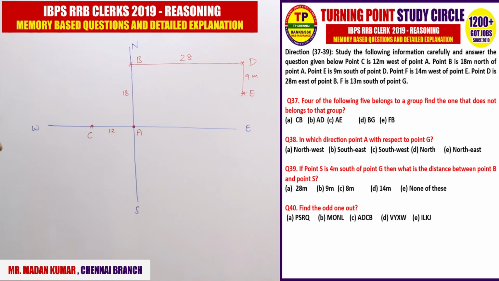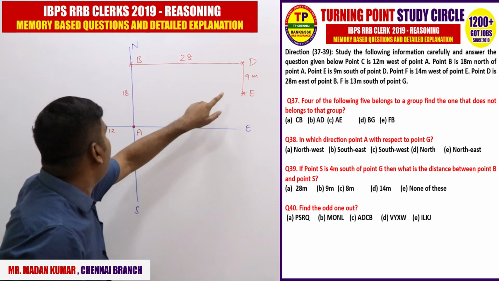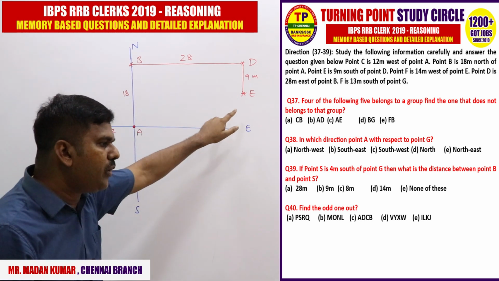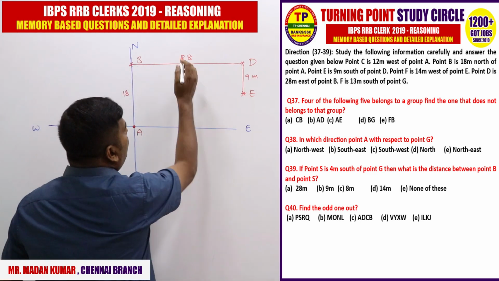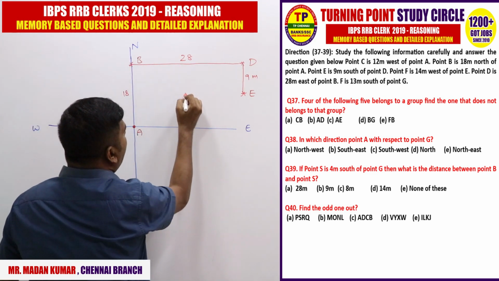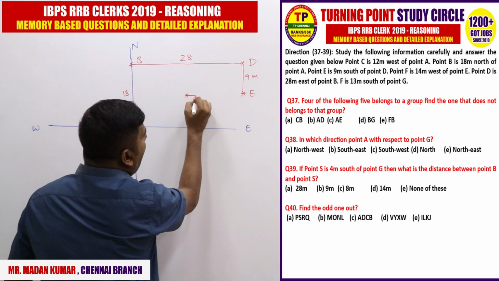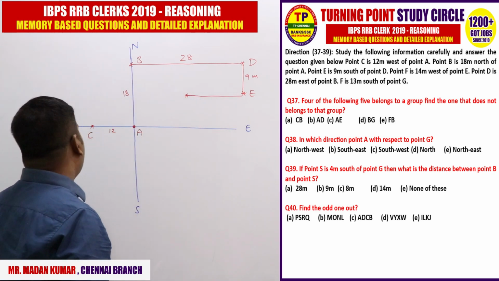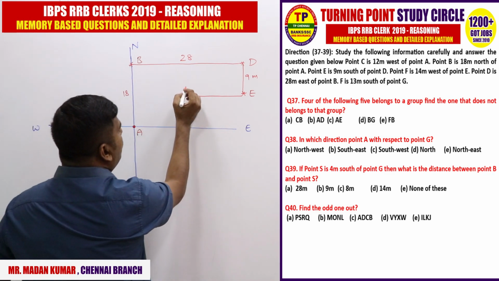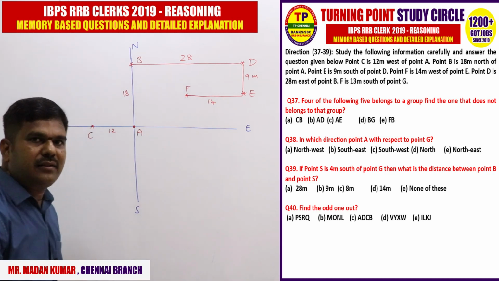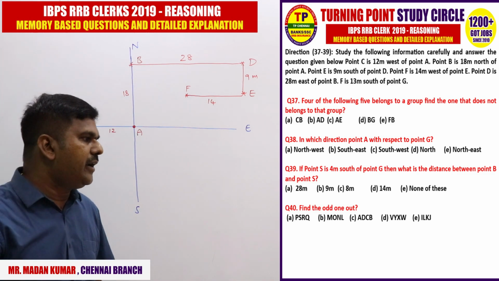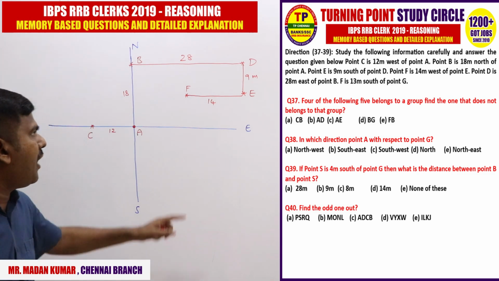What is the next information statement being given? Point F is 14 meters to the west of point E. Point E is there. This is the west side. And who is there? Point F is 14 meters. So this total is 28. Half of that one, if you take it, will be this one. And F is on the west side of E. So F will be here. What is the distance? This will be 14, right? Point F is 14 meters to the west of point E.